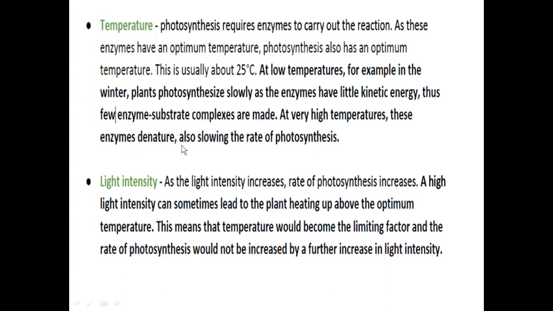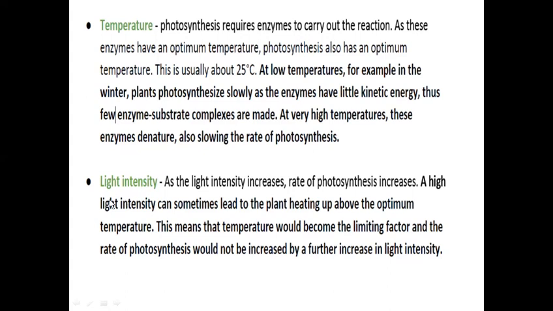And after the optimum temperature, the time comes when the enzymes are denatured or damaged. And once the enzymes are denatured or damaged, they cannot take their previous position. That's why it's very important that the temperature for enzyme activity is maintained.